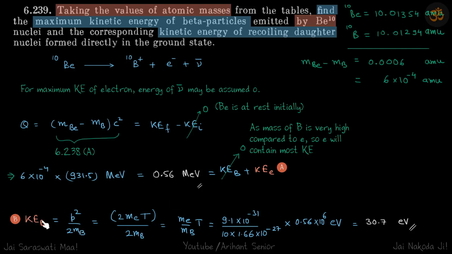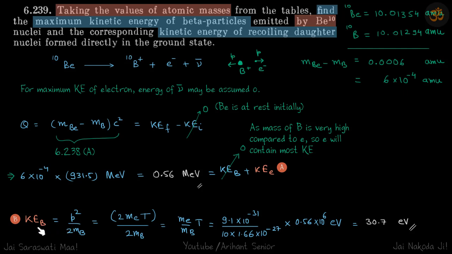So the kinetic energy of boron can be written as P square by 2mB, P is the momentum. So I have drawn this. The momentum of B must be equal to the momentum of the electron. So the kinetic energy of boron we are assuming to be almost 0, but momentum we cannot assume to be 0, because the momentum of boron is going to be the same as the momentum of the electron.